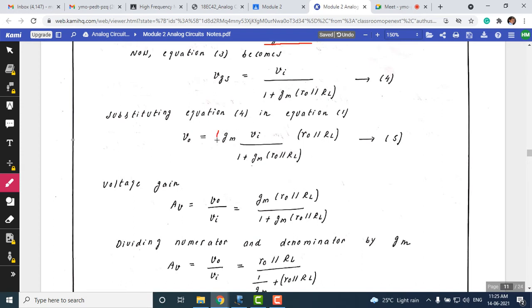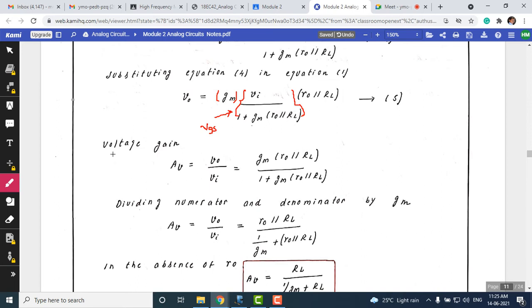Gm comes along with V naught, so this is the VGS equation. This is nothing but the VGS we have derived here. So Gm VGS times R naught parallel with RL, that is equation 5. We have Vi on the right hand side and V naught on the left hand side. So V naught by Vi gives you the voltage gain AV.